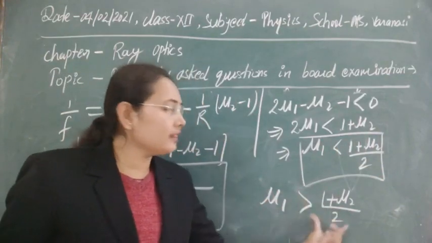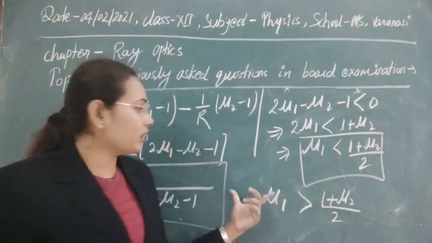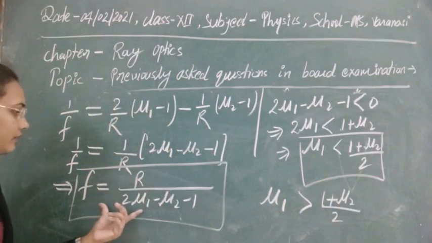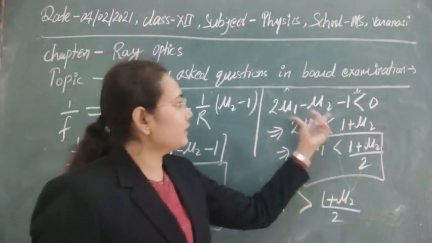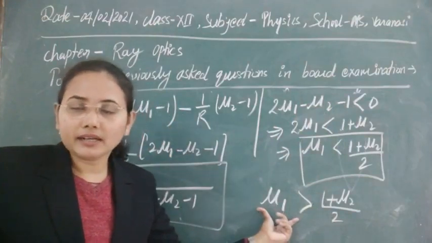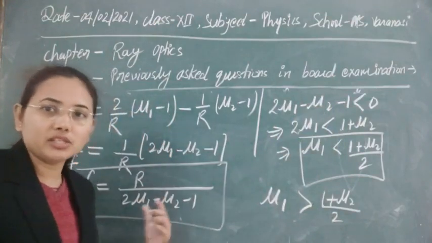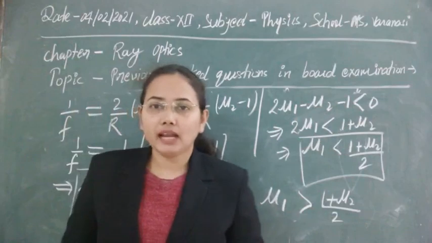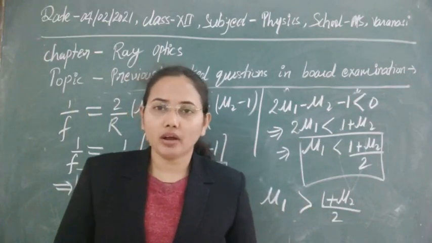So obviously in this condition the focal length will be positive. You can just obtain this, then this will be greater than 0. So if this is greater than 0, meaning focal length is positive, then the combination will act as a converging lens or convex lens.